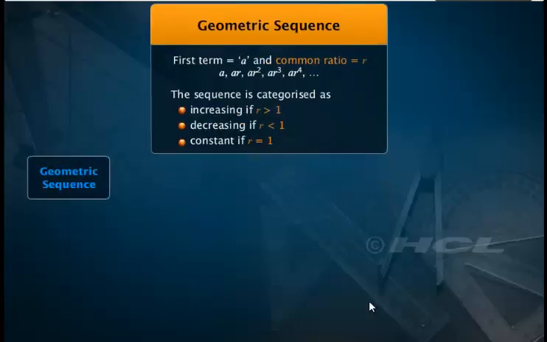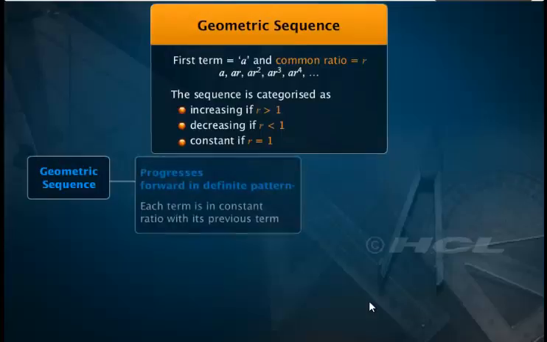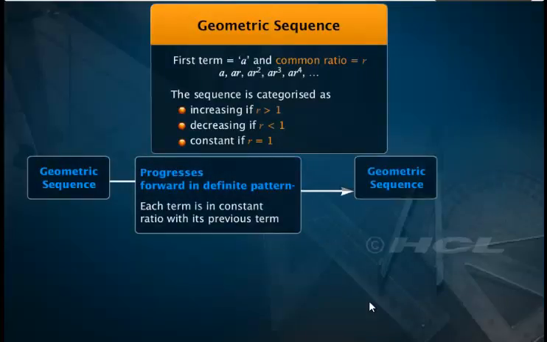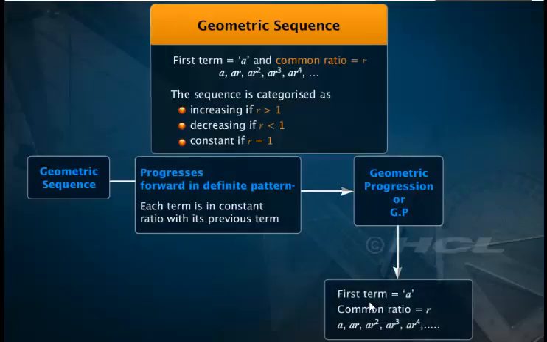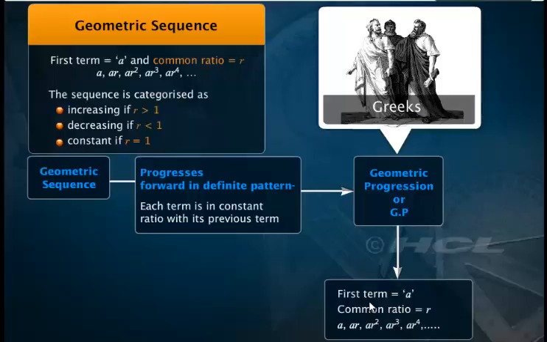Note that a geometric sequence advances in a definite pattern. Hence, the geometric sequence is called geometric progression or GP. The ancient Greeks called the geometric progression geometric. The reason for this may be that it is often used in geometry and obtained by multiplying the first term by increasing powers of the common ratio.